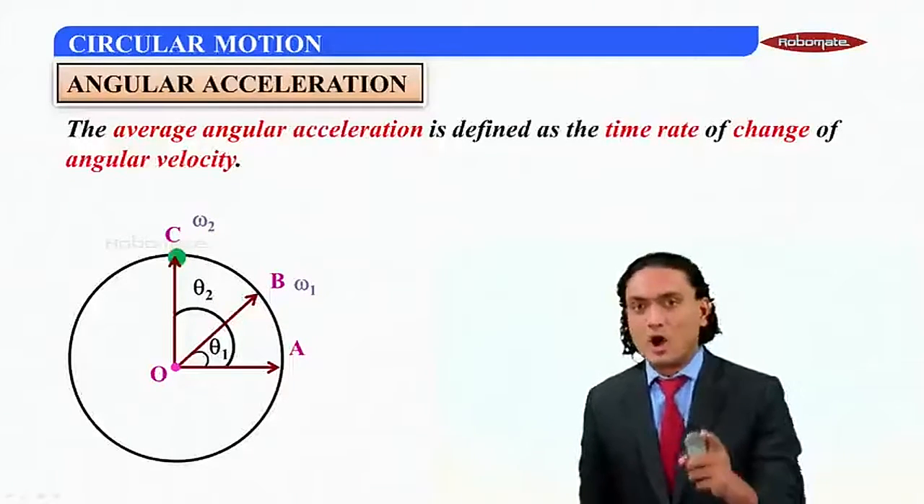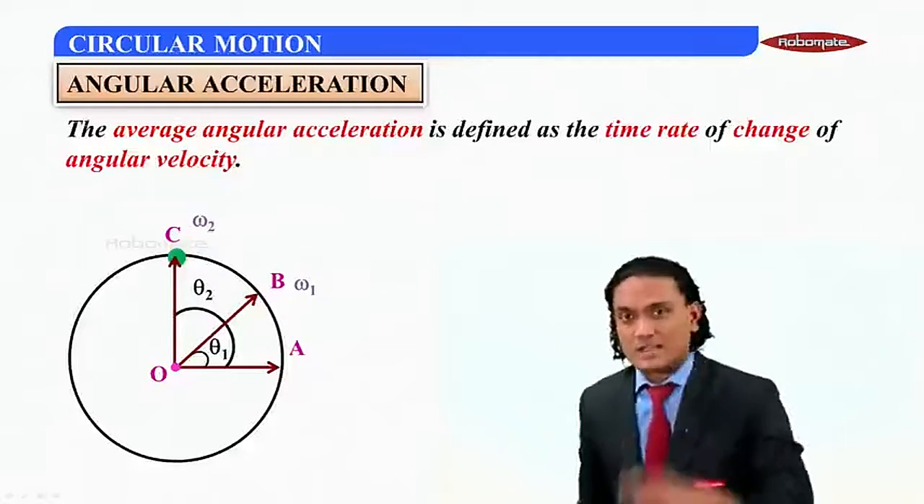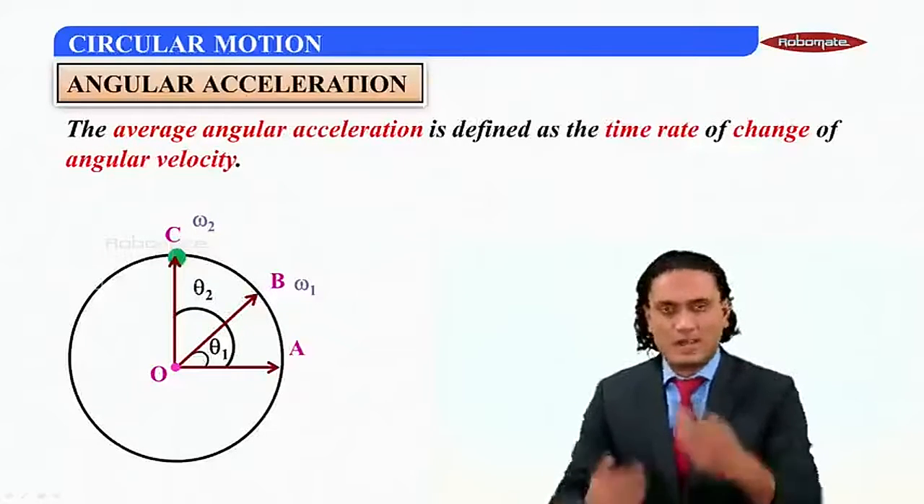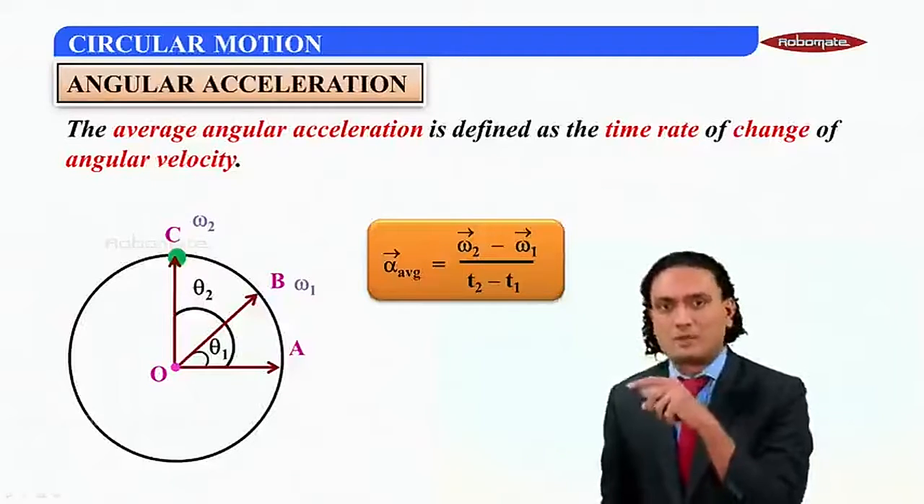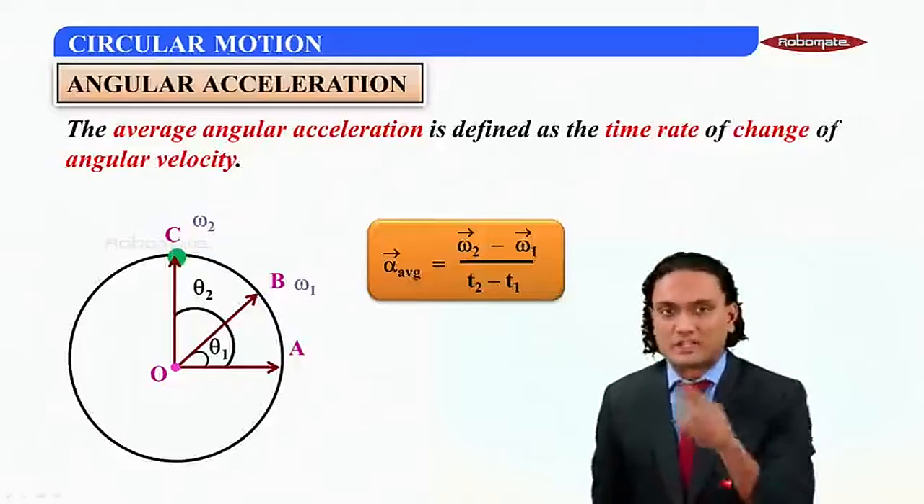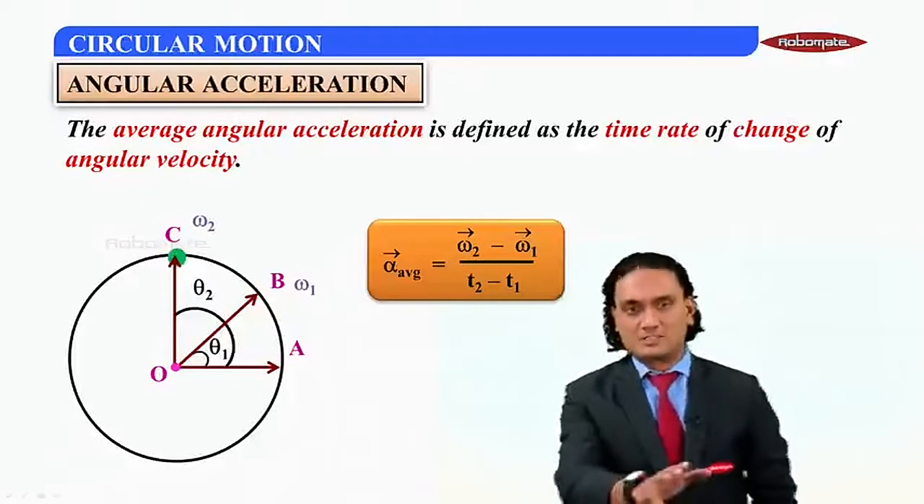Average angular acceleration is defined as the time rate of change of angular velocity. What is the formula? Alpha average is nothing but omega 2 minus omega 1 upon t2 minus t1. Omega 2 is your final angular velocity, omega 1 is your initial angular velocity, t2 is final time, t1 is initial time. Is this clear to you?